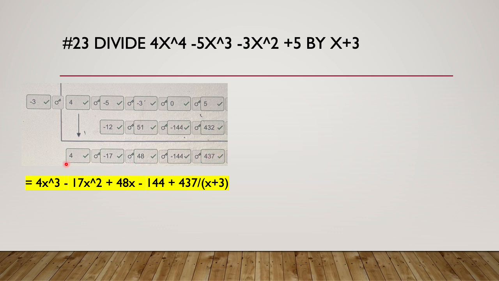Then we write out our answer with each coefficient having 1 degree less than it originally did, and we put our remainder of 437 over x plus 3. This gives us the answer of 4x cubed minus 17x squared plus 48x minus 144 plus 437 divided by x plus 3.